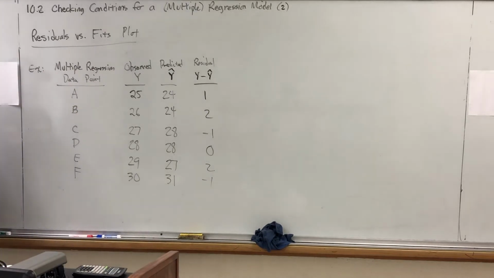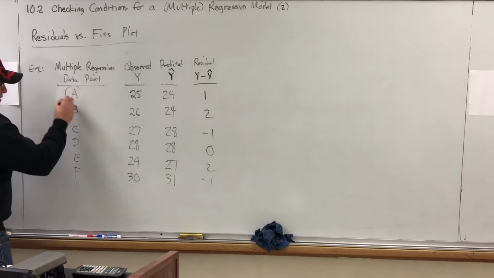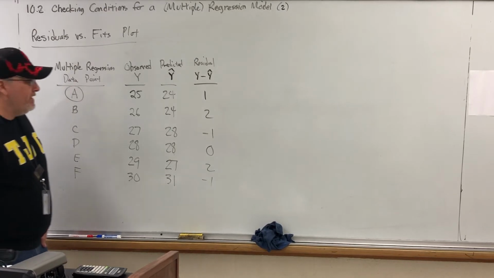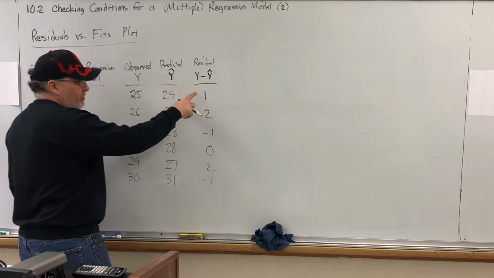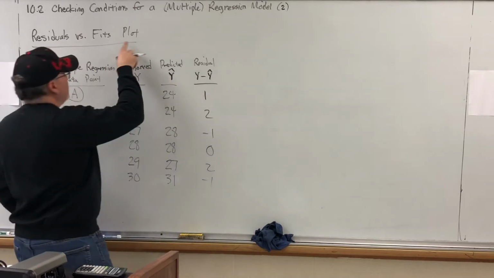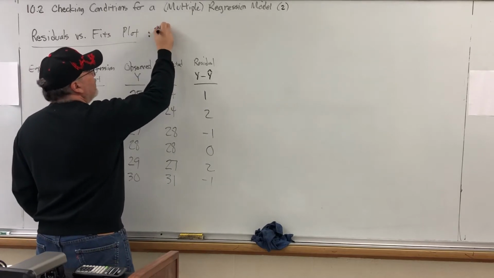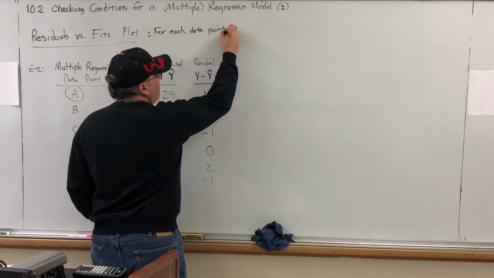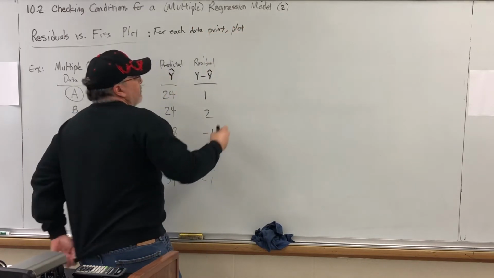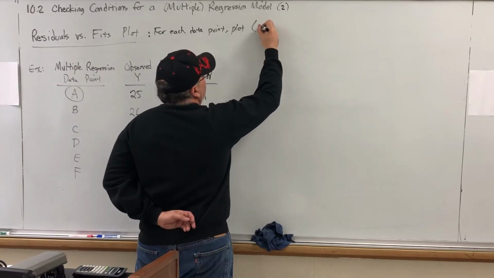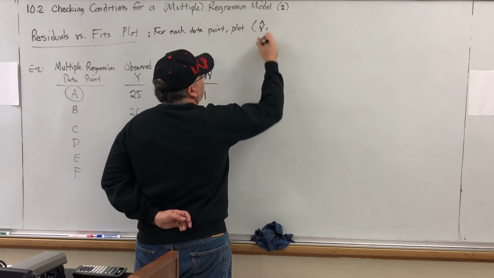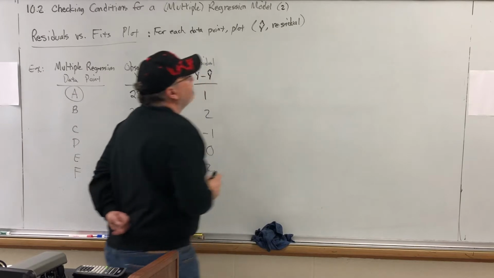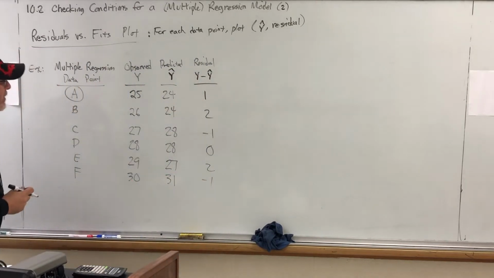So we got all these values, but for each data point, we're going to make an ordered pair. The ordered pair that we're going to make is the predicted y value with the residual. So for a residuals versus fits plot, for each data point, we plot the predicted value, so y hat, comma, residual. So let's make a residuals versus fits plot for this one.